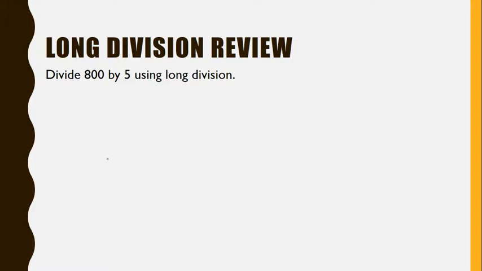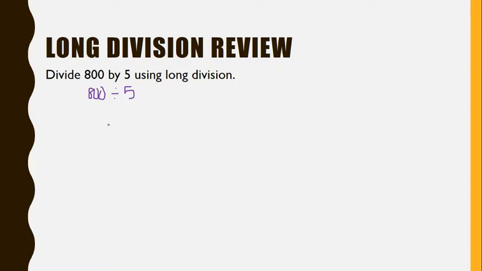Before we start actually doing long division with polynomials, let's review how you do long division, since we need to know how to do it in order to start. So we're going to divide 800 by 5 using long division. 800 divided by 5 would be another way to write that.